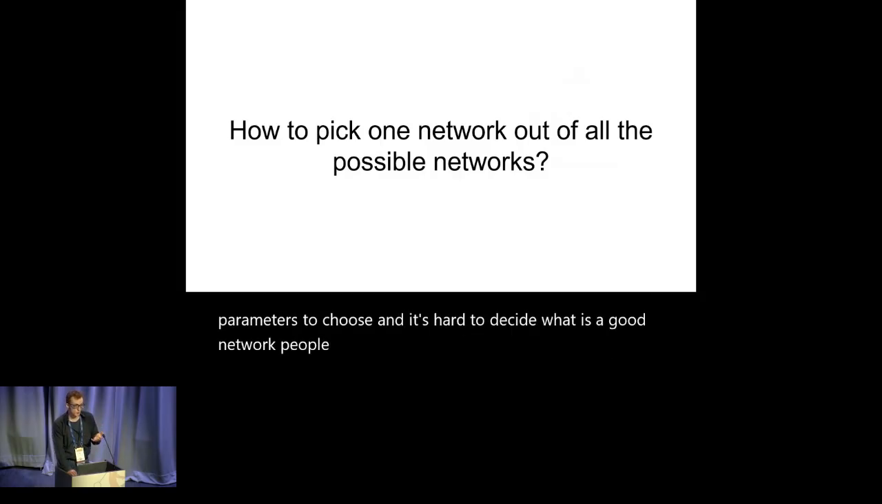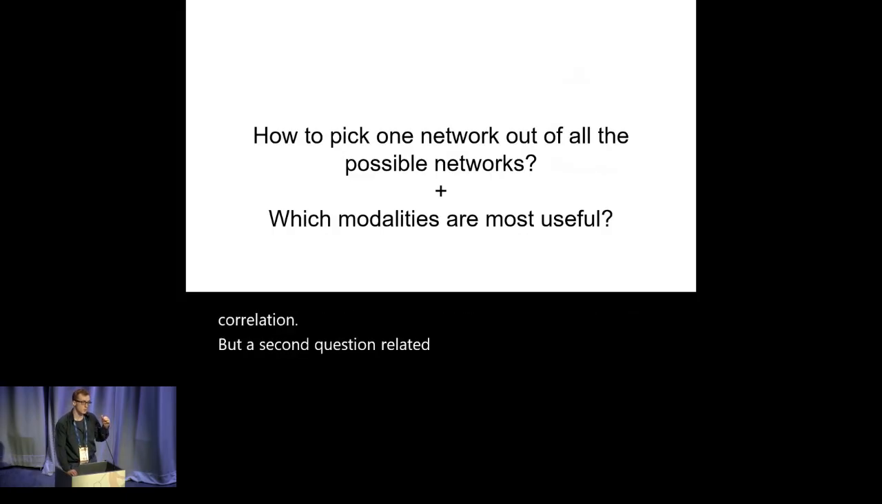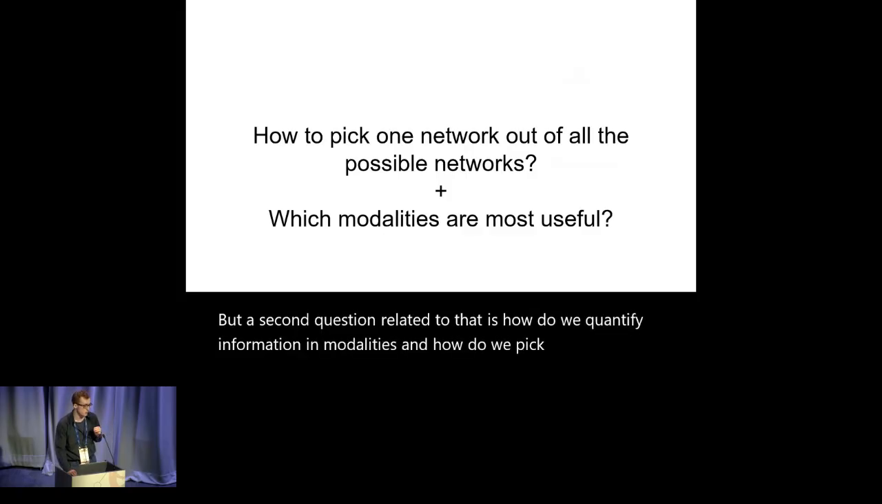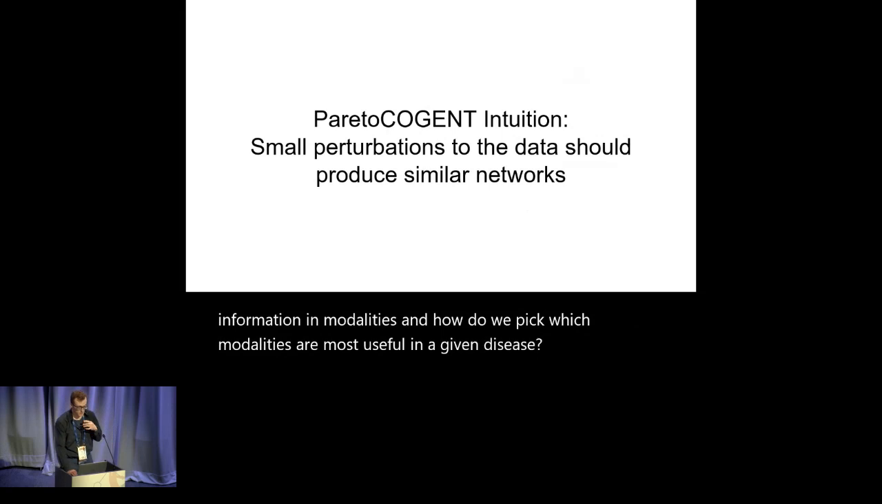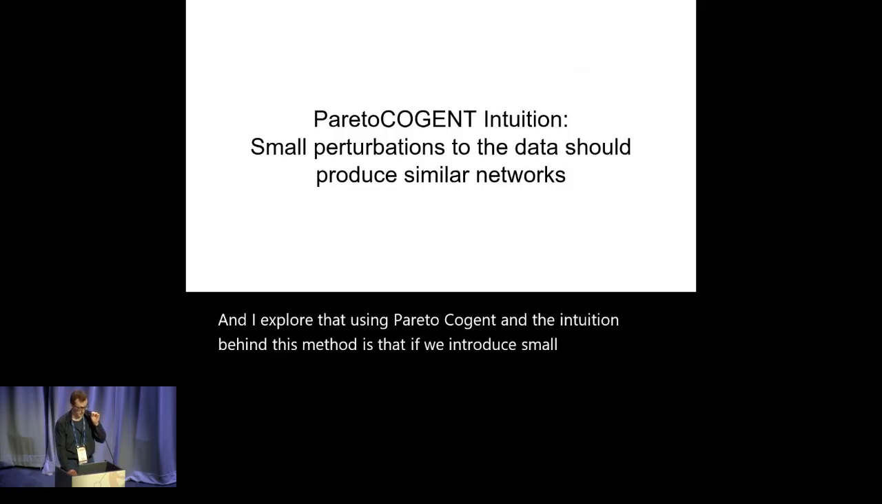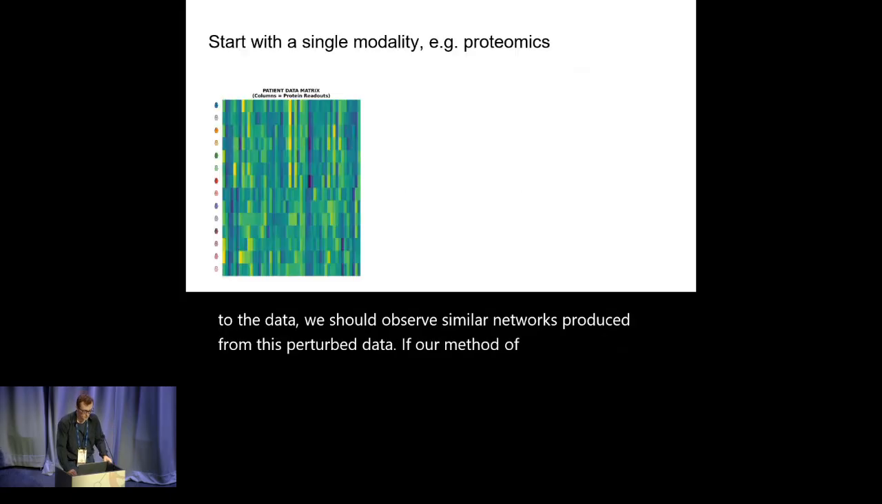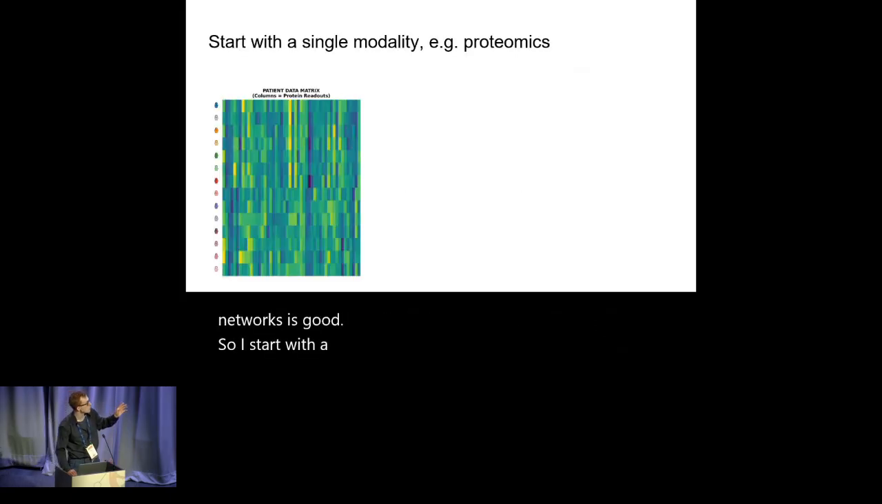People often choose heuristics or approaches that basically, well, a correlation of 0.8 sounds like a good correlation. But a second question related to that is, how do we quantify information in modalities, and how do we pick which modalities are most useful in a given disease? And I explore that using Pareto, and the intuition behind this method is that if we introduce small perturbation to the data, we should observe similar networks produced from this perturbed data if our method of recovering networks is good. So I start with a single modality, for example, proteomics.